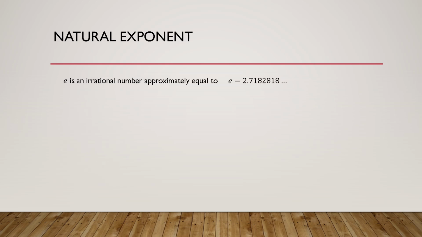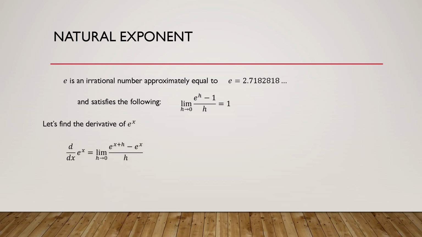e is an irrational number approximately equal to 2.7182818 and satisfies the following. The limit of e to the h minus 1 over h as h goes to 0 equals 1. So let's take the derivative of e to the x. d dx of e to the x is equal to the limit of e to the x plus h minus e to the x over h as h goes to 0.